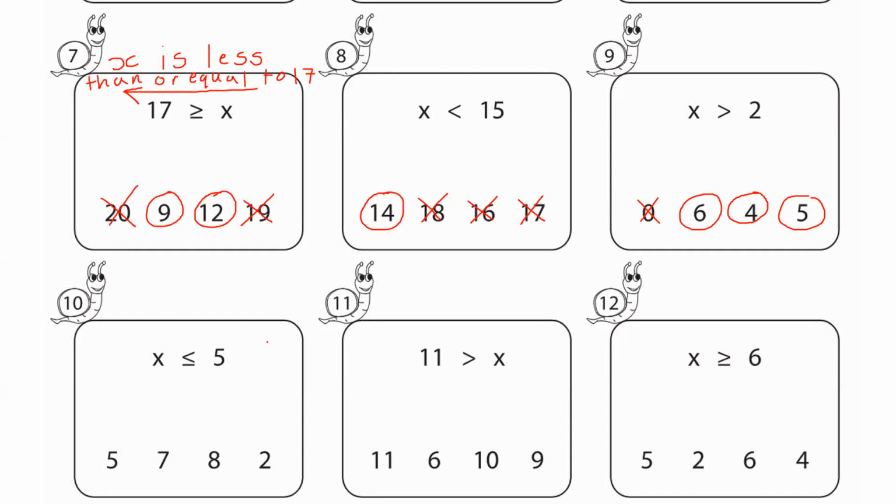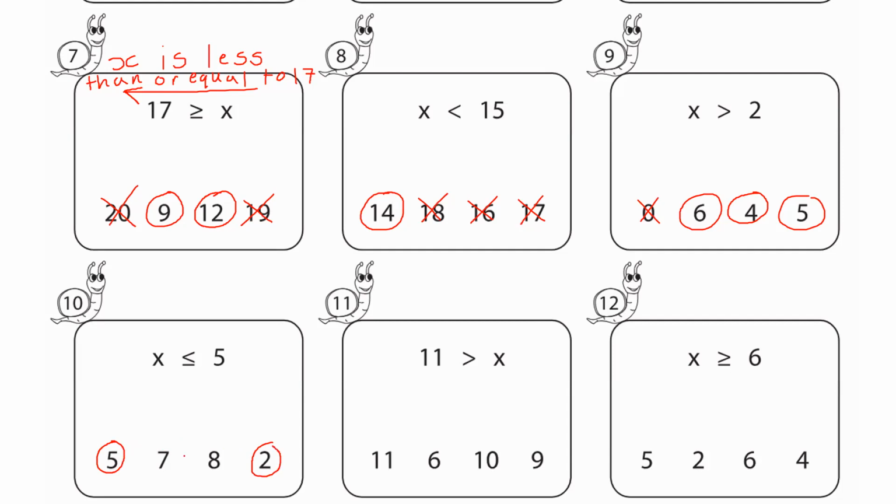Now we have x is less than or equal to 5. Dion, can you explain what we're going to do for this one? We would see what numbers are less than 5 or equal to 5. 5 would be equal to 5, and 2 would be less than 5. So we're going to circle 5 and what else? 2.